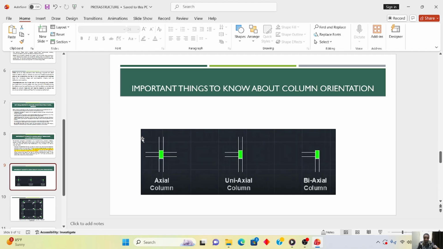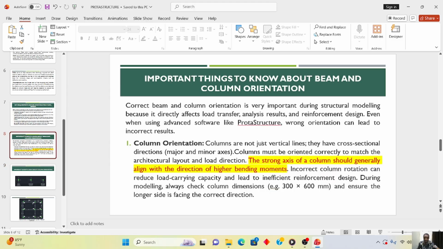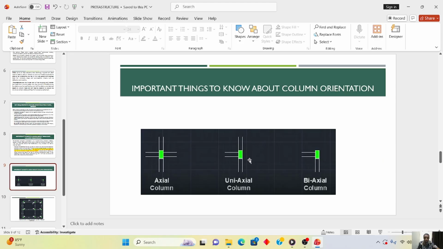Now I will be explaining further how all of this affects our column orientation. That is when we will go back to this statement that says the strong axis of a column should generally align with the direction of higher bending moments. If you look at this now, the point of higher bending moments in this part is this. This is the point of higher bending. For this one, this is the point.